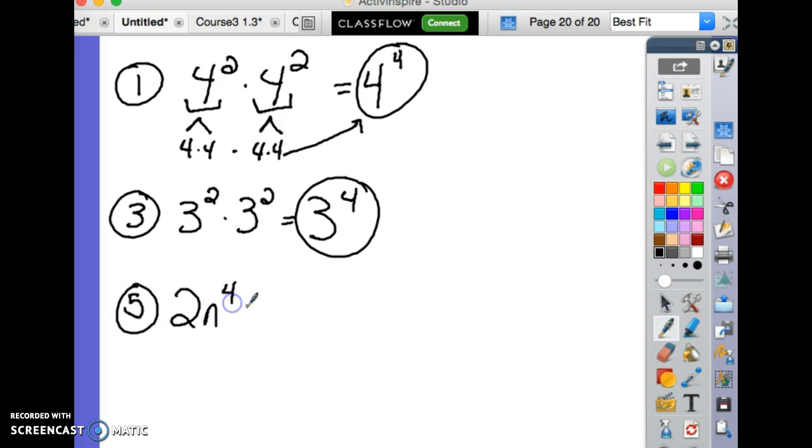2n to the 4th times 5n to the 4th. If you remember from the very first time we looked at exponents together, the base is the number that has an exponent. So there's the base, there's the exponent. So we can break this into 2 parts. We have our numbers. 2 times 5 is 10. And then we have our base of n. This one is 4, this one is 4, so together that is 8.